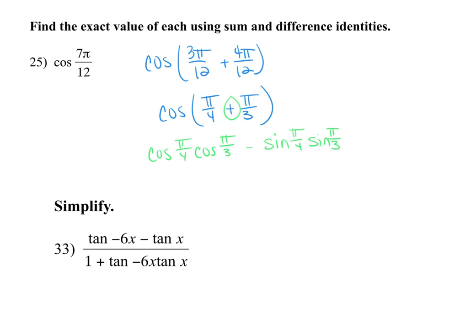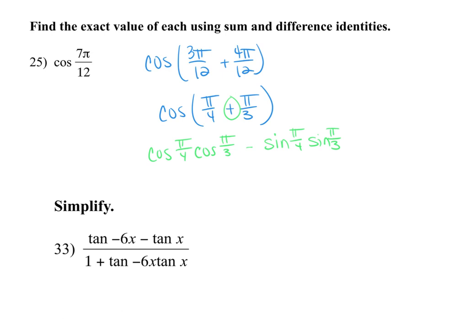And then you actually have to go plug it in. What is the cosine of pi over 4? It's square root of 2 over 2. What is the cosine of pi over 3? Square root of 3 over 2, okay? What is the sine of pi over 4? What is the sine of pi over 3? Actually, I flipped those, right? Cosine of pi over 3 is 1/2. So you have to make sure that you plug those in and then simplify.